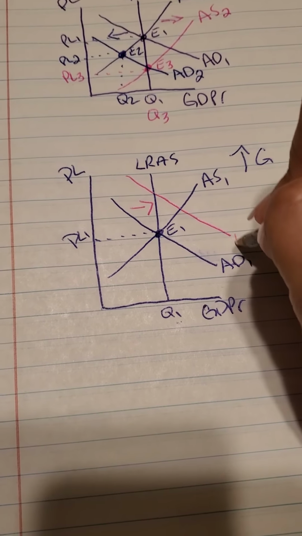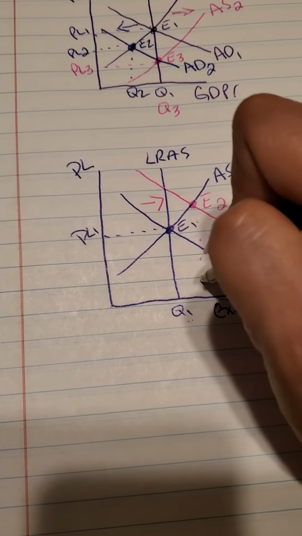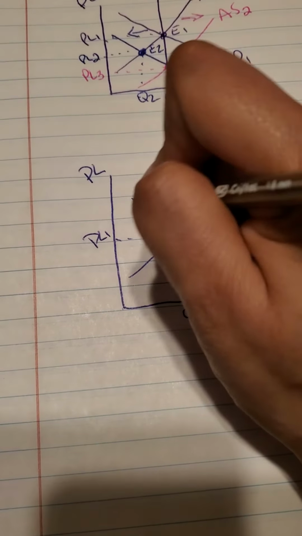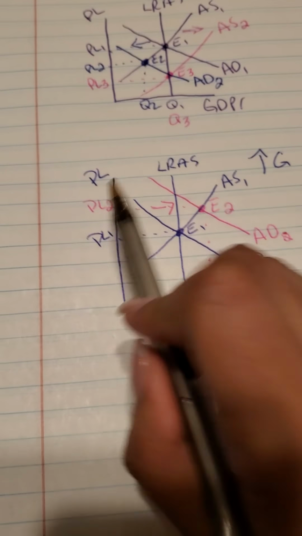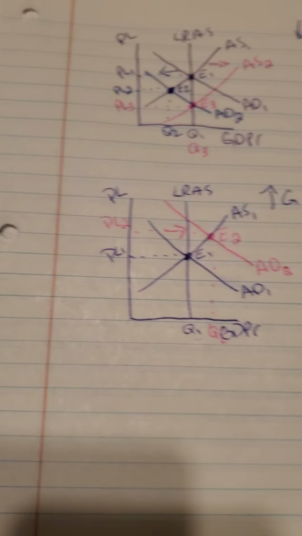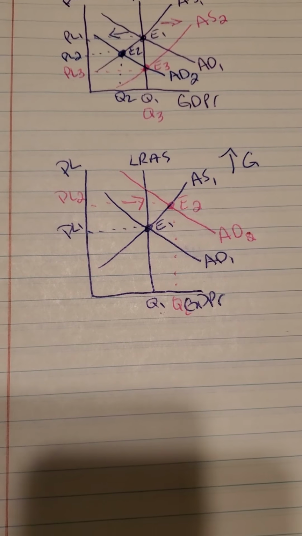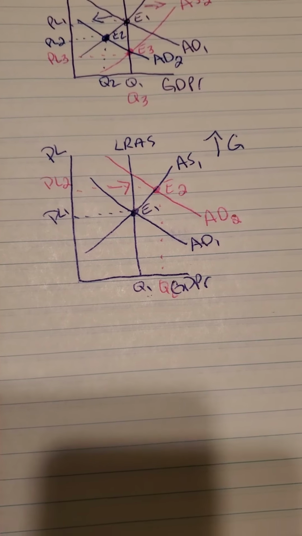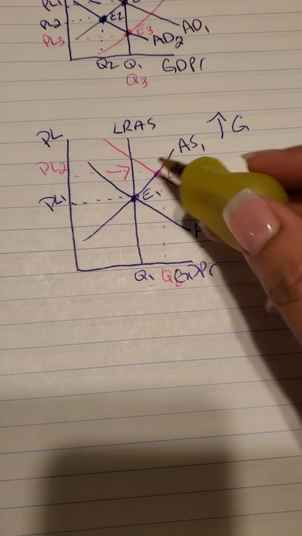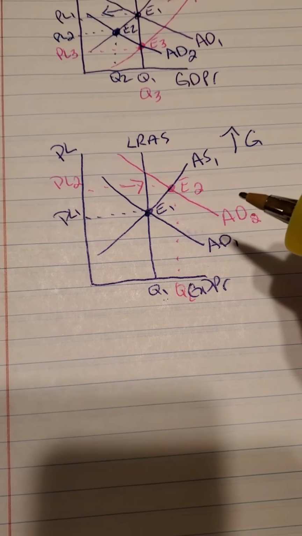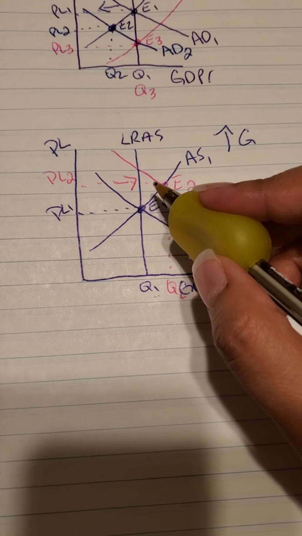Draw your new curve, AD2. Label all your new points, E2, Q2, PL2. So what happened to price level? It increased. So if prices have increased, our workers are going to say, hey, I can't afford my life, I need a raise. If our resources are more expensive, that means that's going to shift aggregate supply. So you know aggregate demand shifted first, aggregate supply is going to shift next. If our resources are more expensive because they want to get paid more, then that means that aggregate supply is going to shift to the left.